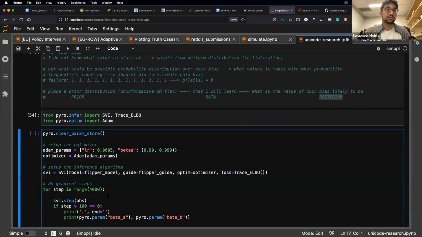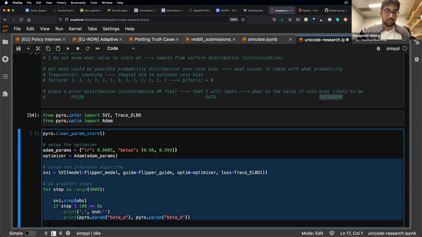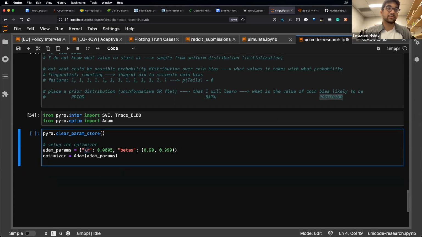And I think that's all. So let's go through it one by one. The first thing is you set a learning rate, and again, these are certain optimizer parameters. You define an optimizer using these parameters. Why is an optimizer necessary? You're doing gradient based learning. It's more or less the same. This is PyTorch stuff.